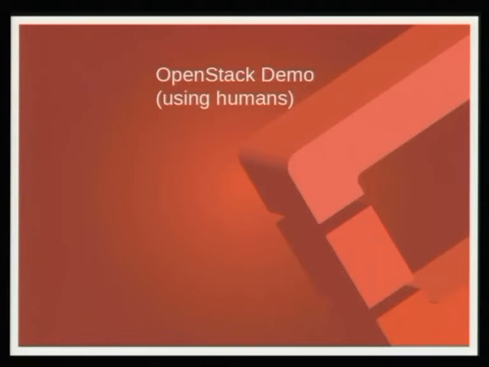All of this complexity is gone. You don't have to worry about it. We do all the hard work. You just get to go and enjoy your OpenStacking. Let's give a round to my volunteers here.